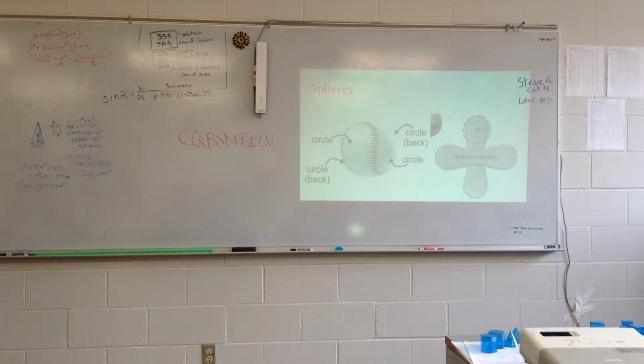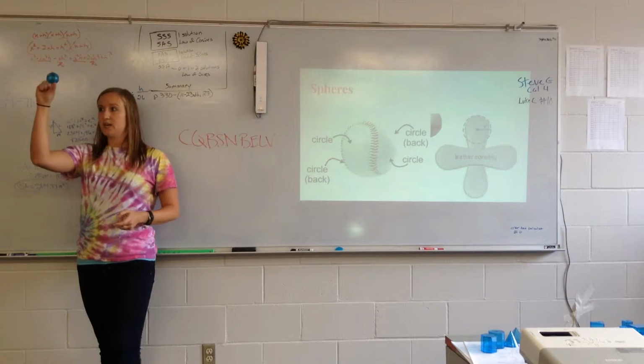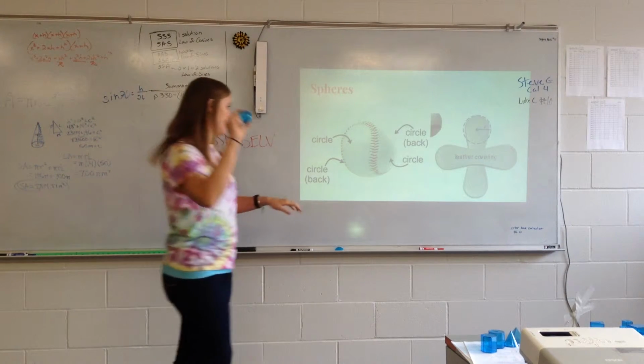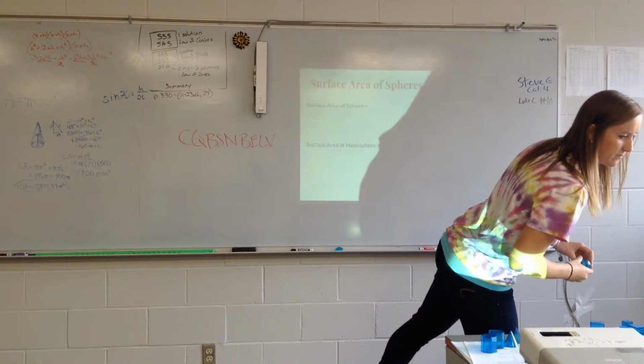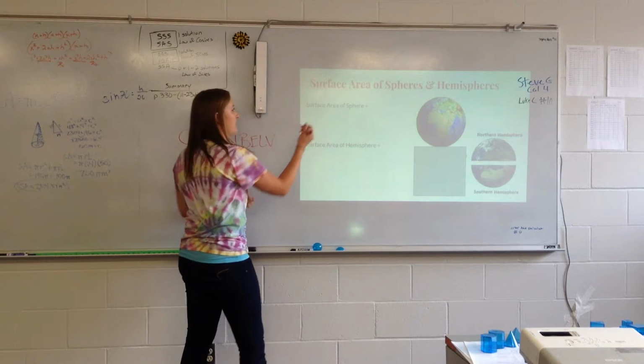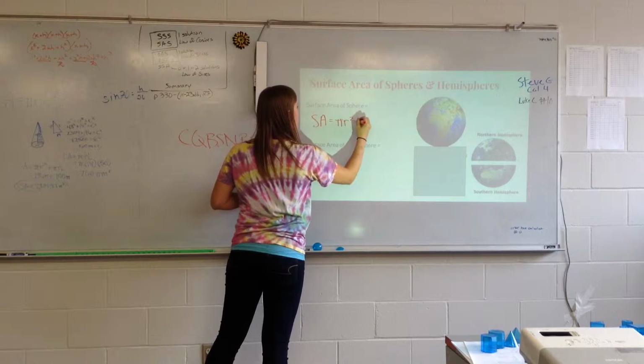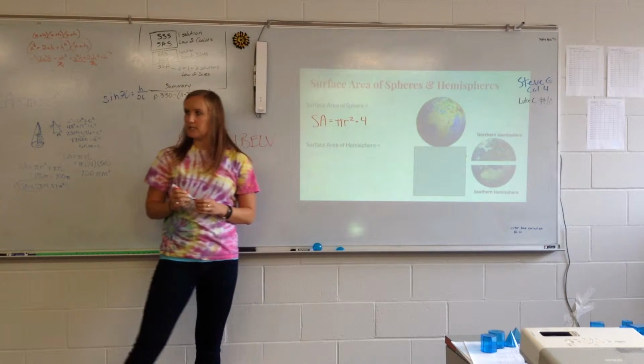Angela, what do you think the whole thing could be then? If we have 4 of them, and the area of one of those circles is pi r squared, what do you think? Yep. So we have pi r squared times 4. That's the surface area for a sphere. So if we go here, here's our surface area for a sphere. We're going to have pi r squared times 4.